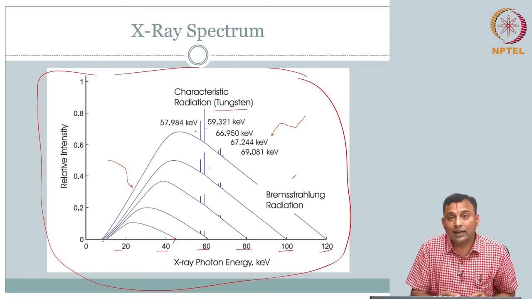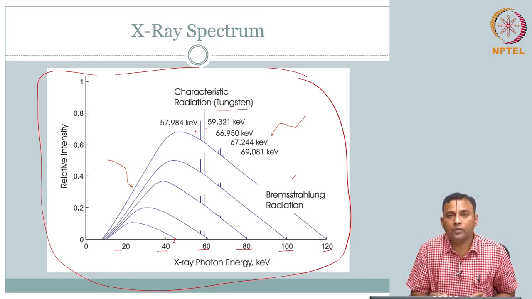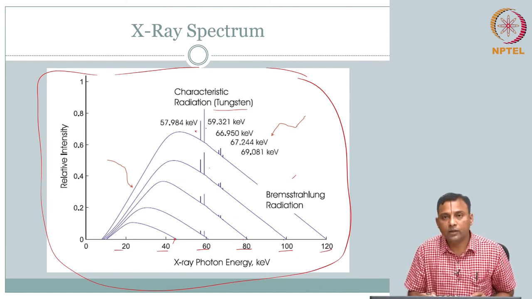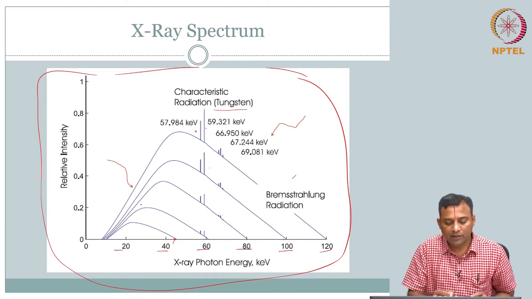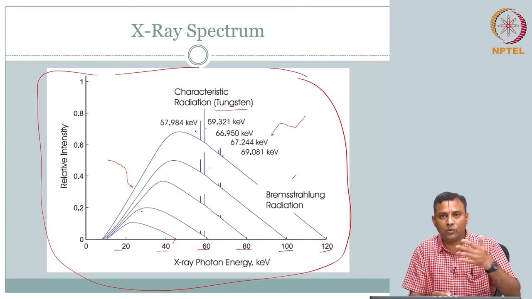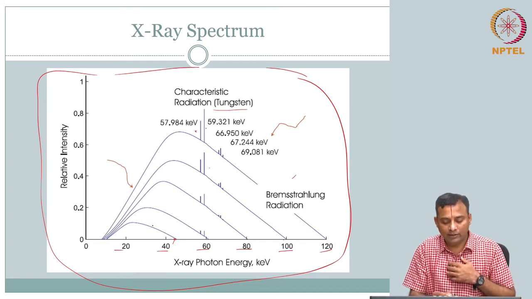Look at the energies that are coming out. The energies that are coming out are continuous. It peaks somewhere and then it drops down. In fact, if I increase the voltage, I get this plot. If I increase the voltage again, I get this plot. All of them have this kind of hill shape. So it is increasing, right? The X-ray energy that comes out is increasing and then it drops down.